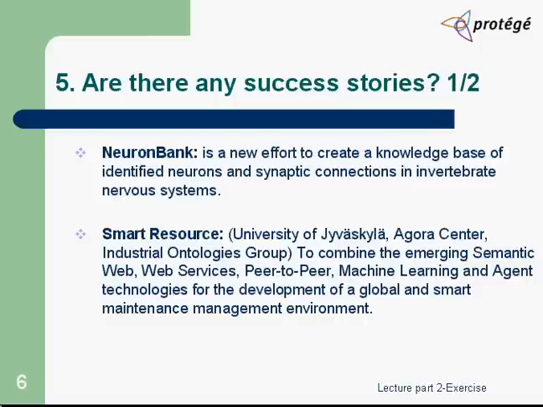The other project is Smart Research, which is in Finland at the University of Jyväskylä with an industrial ontologist group. It's used to combine the emerging semantic web services, peer-to-peer machine learning, and agent technologies for the development of a global and smart maintenance management environment, to provide a web-based support for the predictive maintenance of industrial devices by utilizing heterogeneous and interoperable web research services and human experts.